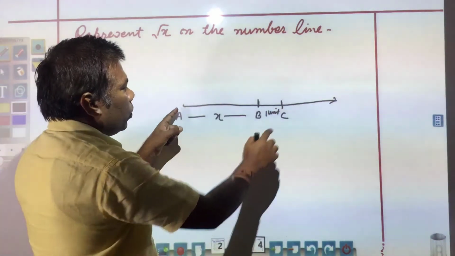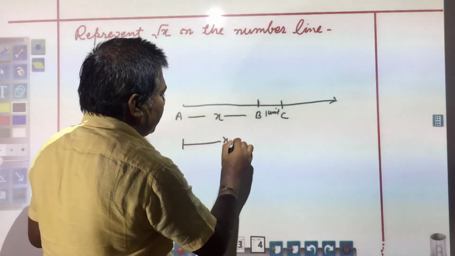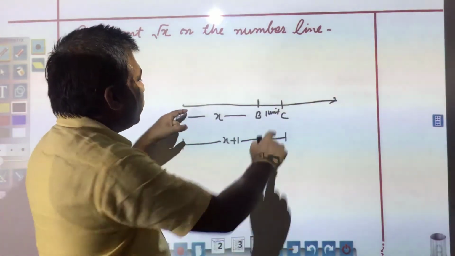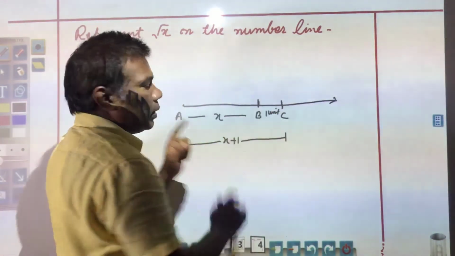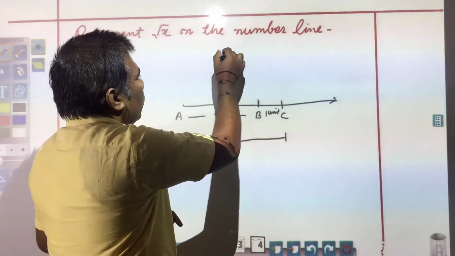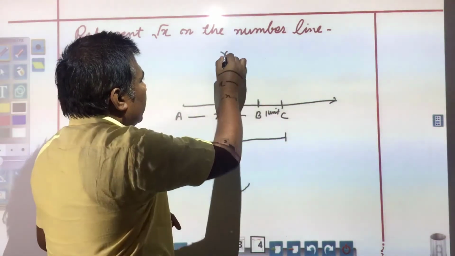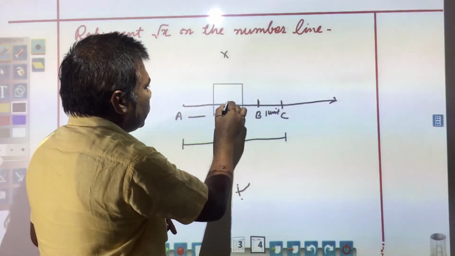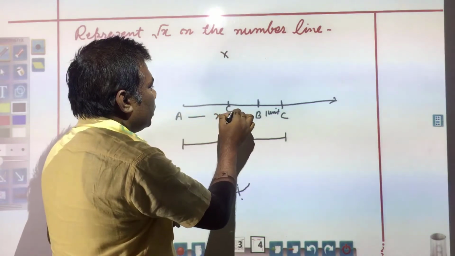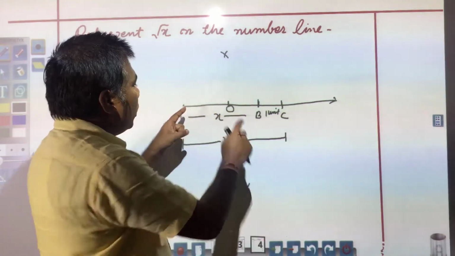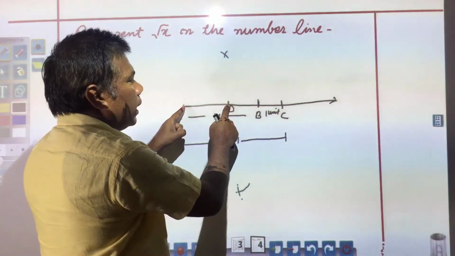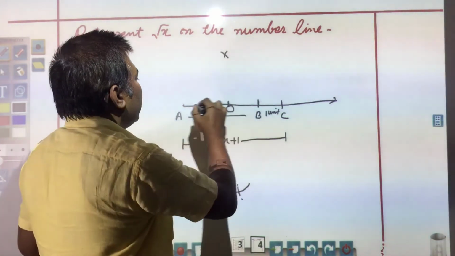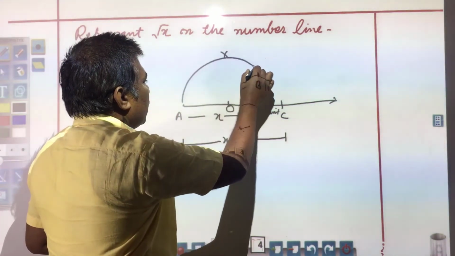Now, this AC that you got is x plus 1. You need to find the midpoint of AC. You know how to find the midpoint with the help of a compass. Suppose with the help of a ruler you mark it here; this is your midpoint, name it O. Now, take OA as radius or OC as radius, O will be your center, and draw a semicircle like this.